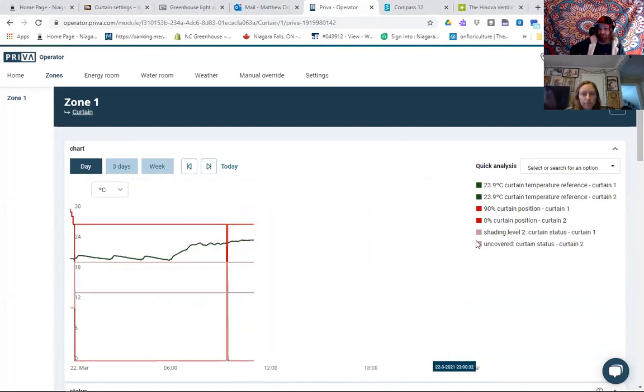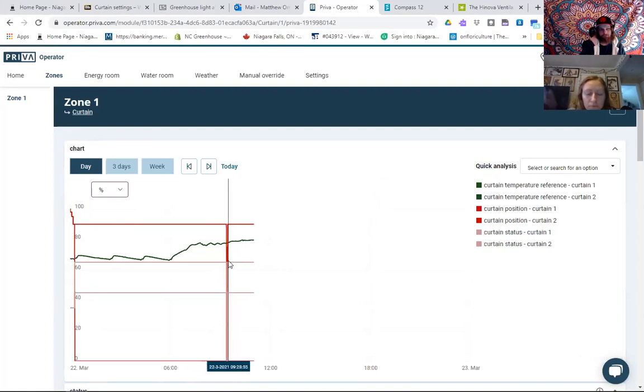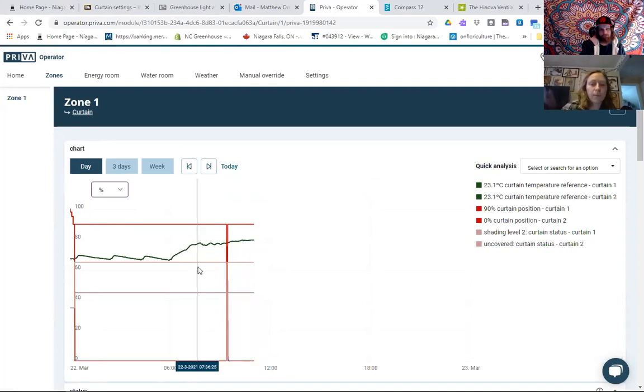So curtain levels, you can have a look at the graph to see your curtain levels. The positions right now are at 90%. So this red line here is the curtain position. I did a manual override just to play around with it, and it went down to 75%. Then it went back up to 90.